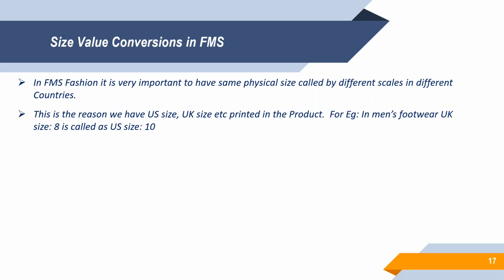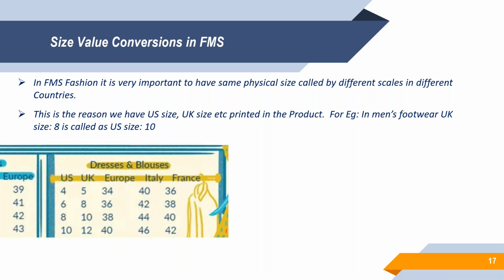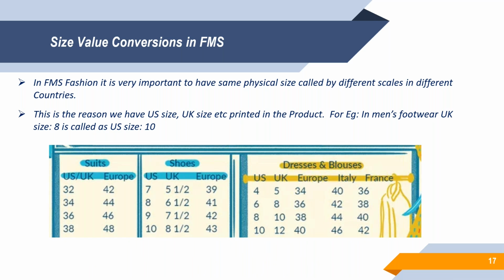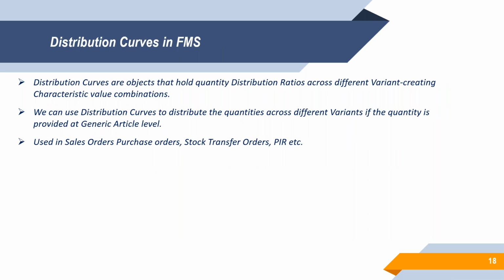Also, let's talk about the size value conversions here. Basically, with size value conversions, we have the same physical product, but different countries or different regions call them by different sizes. For example, in men's footwear, the UK size 8 is called 10 in the US. Basically, with this picture, I'm trying to explain the size value conversions for each country.